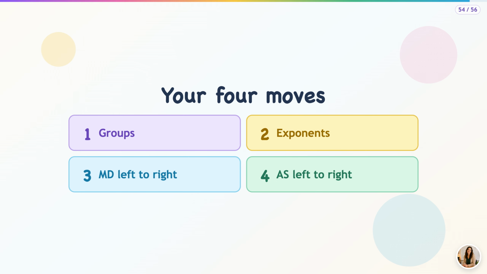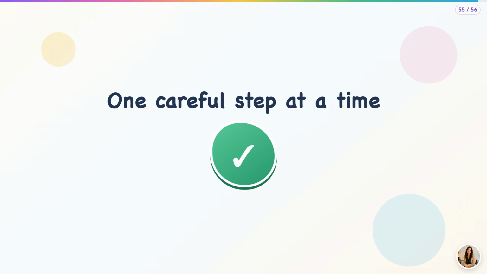First, solve groups from the inside outward. Second, work out exponents. Third, multiply and divide from left to right. Fourth, add and subtract from left to right. When a math puzzle looks crowded, do not race. Find the current level and change one part at a time. A big puzzle becomes a trail of small problems you already know.